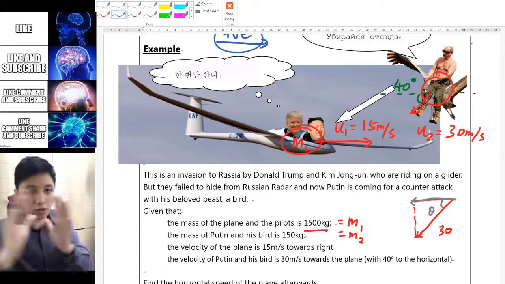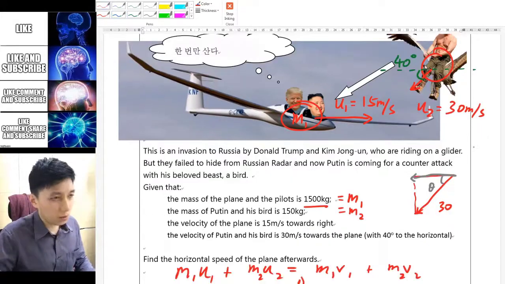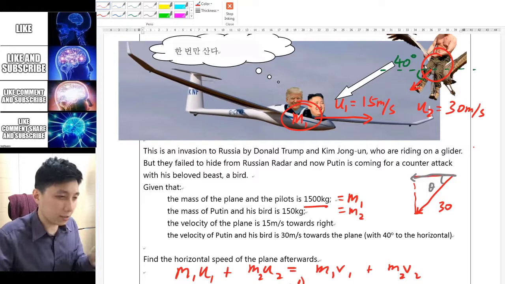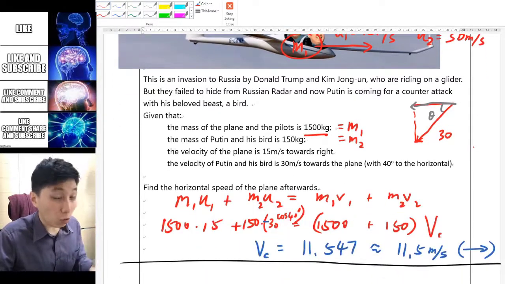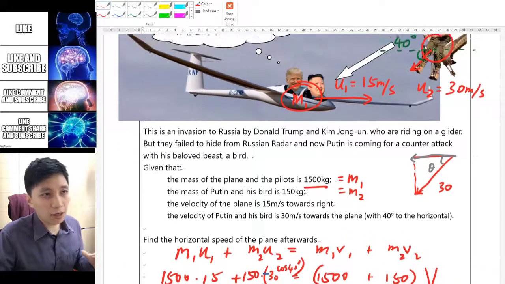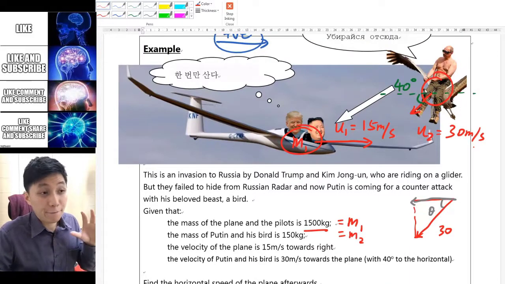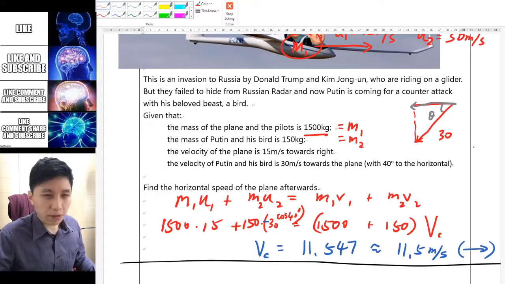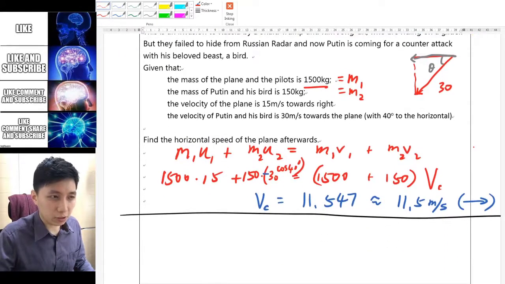So they will continue to move to the right. And in fact, I want you to try harder. What about the vertical motion then? Can you try to calculate what happened to their final vertical velocity? It should be very similar to the one that is horizontal. So try it yourself and pause the video now.